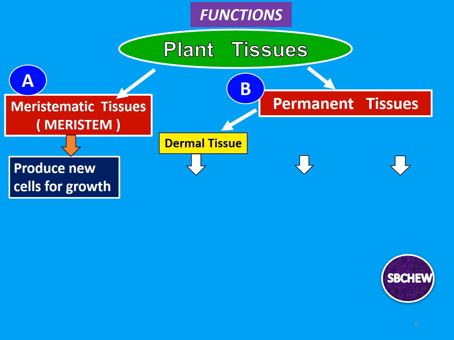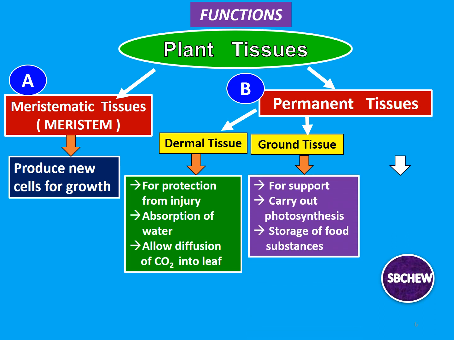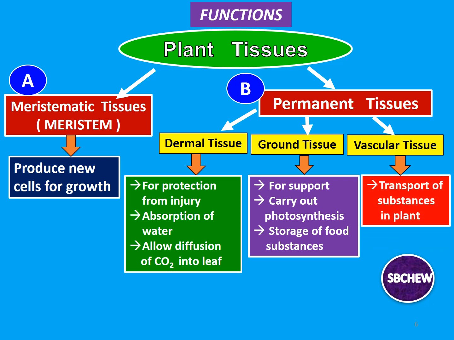Dermal tissues are used for protection against injury, for absorption of water from the soil, especially in the roots, and to allow diffusion of carbon dioxide into the leaf via the stoma. Ground tissues are used to support the plant, to carry out photosynthesis and produce organic food substances, and for storage of food substances in the plant. Vascular tissues are used for the transport of substances like water, mineral salts, and organic food compounds in the plant.